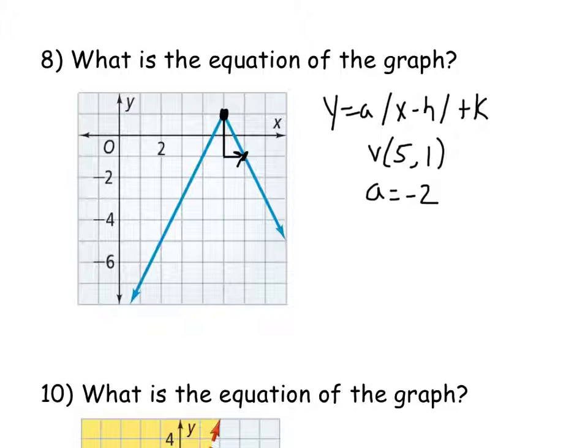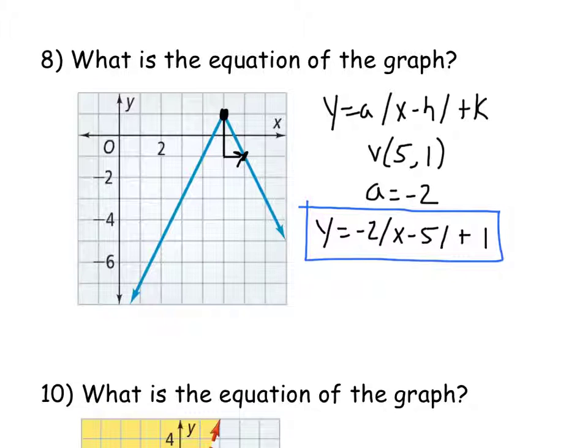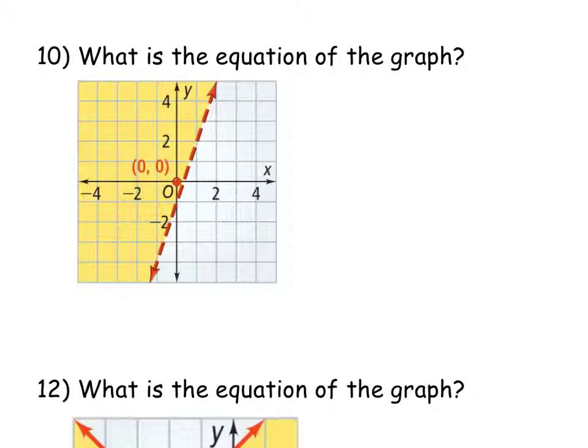So we want to plug that in. We have y equals negative 2 times the absolute value of x minus 5, plus 1. Is there any simplification we can do to that one, like any double negatives? No. So that's it. Okay, looking at number 10, what kind of function do we have?